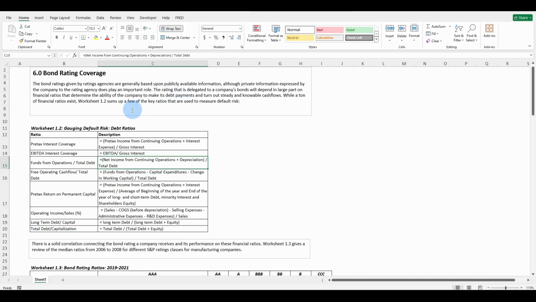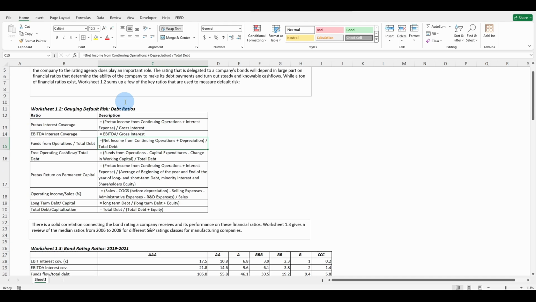While a ton of financial ratios exist, Worksheet 1.2 sums up a few of the key ratios that are used to measure default risk. We're going to have pre-tax interest coverage, EBITDA interest coverage (earnings before interest, taxes, depreciation and amortization), funds from operations divided by total debt. That looks like a cash flow measure. Free operating cash flow divided by total debt. Pre-tax return on capital. Operating income divided by sales.